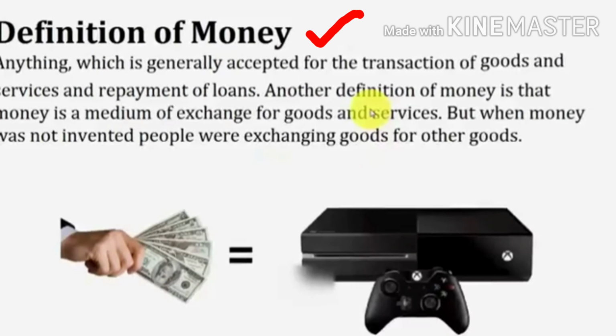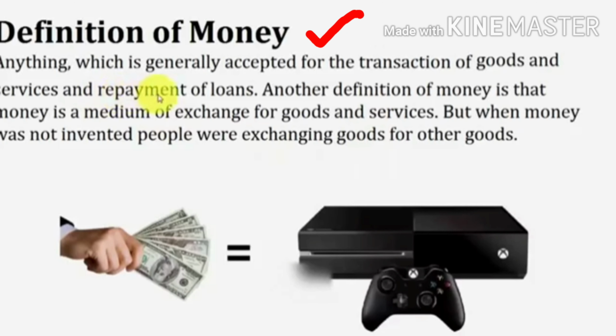The definition of money is anything which is generally accepted for the transaction of goods and services and repayments of loans is called money. So money includes notes, credit cards, debit cards and coins etc. All those things are included in money which is used for the transaction of goods and services and repayment of loans. You know, everyone needs money for the transaction of daily deals.